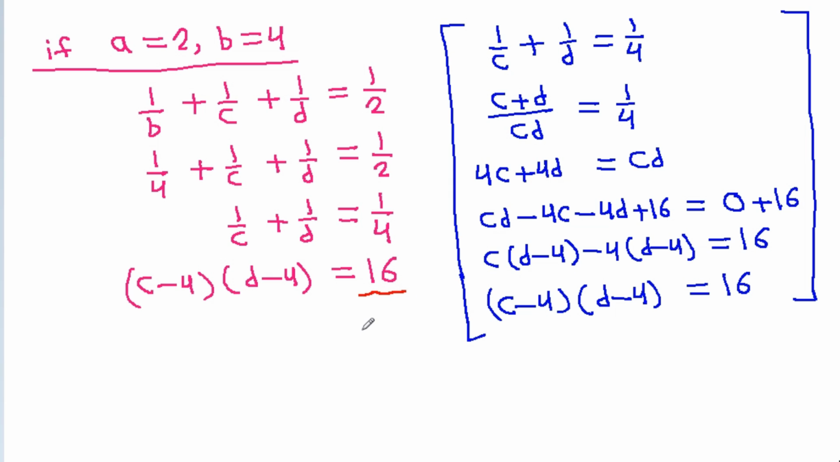And 16 is 1 times 16, 2 times 8, and 4 times 4, and again c is less than d, so c - 4 and d - 4 both cannot be equal to 4.